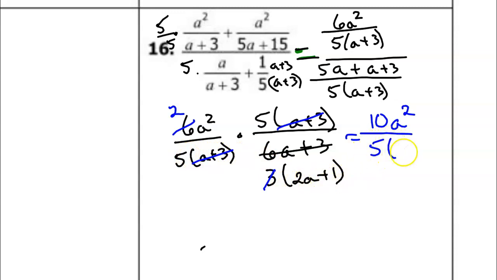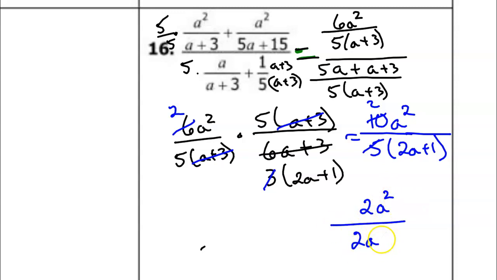And then 2a plus 1, but it's not finished because as I go through, I see I can simplify this, can't I? So this is just going to get simplified because 5 is going to cancel out. This is going to become a 2, so let's rewrite it neatly. So this is going to be 2a squared over 2a plus 1.